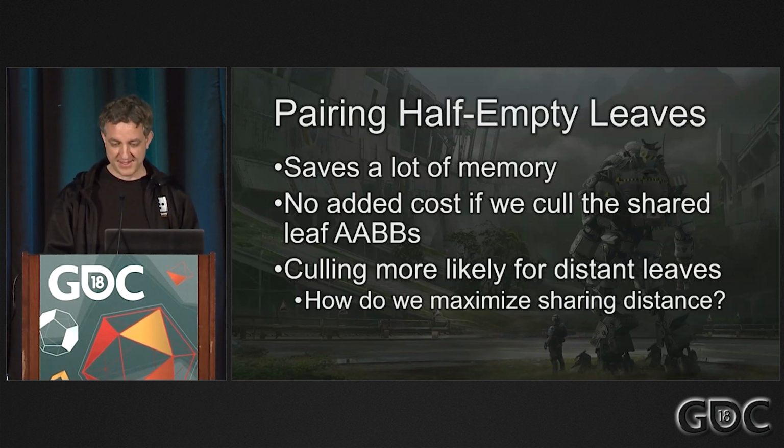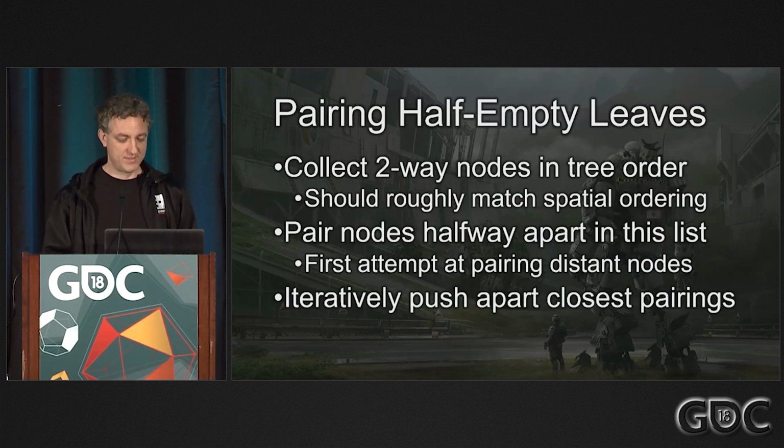So how do we maximize the distance between things we pair? Well, first we just collect all of the two-way leaves in tree order, which should roughly match spatial ordering, but not perfect. And then in that list, we pair nodes that are halfway apart, which, again, it's a rough heuristic that they might be far apart, and then we make it better.